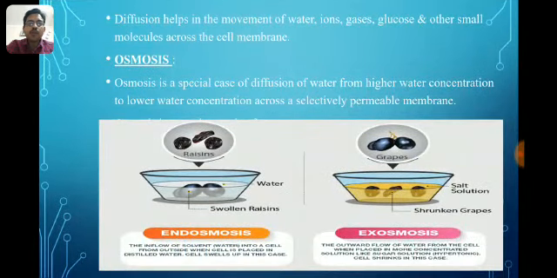Diffusion helps in the movement of water, ions, gases, glucose and other small molecules across the cell membrane. Osmosis is a special type of diffusion of water from higher water concentration to lower water concentration across a selectively permeable membrane. In diffusion, no such membrane is required, but osmosis cannot happen without a semi-permeable membrane.